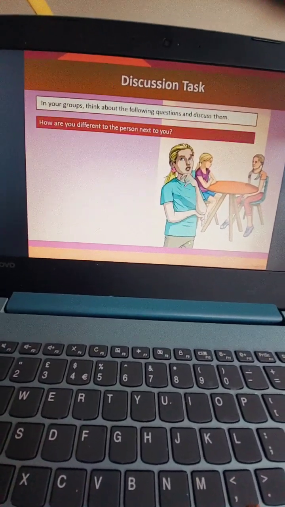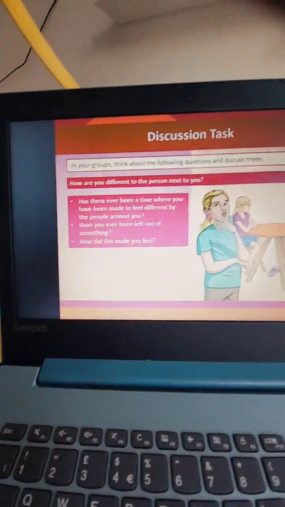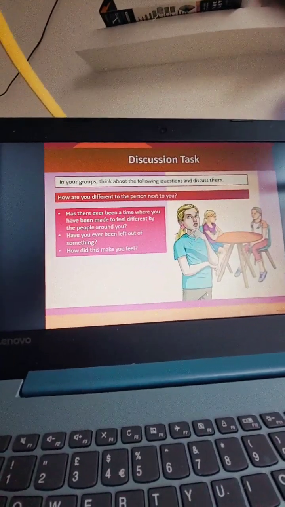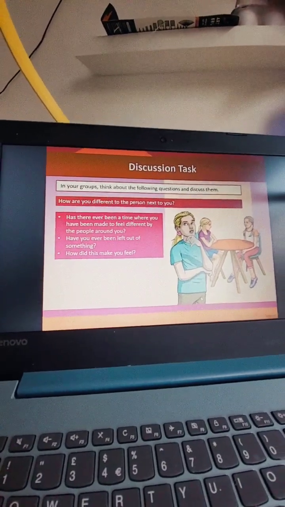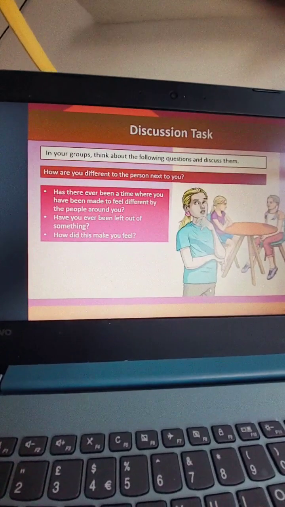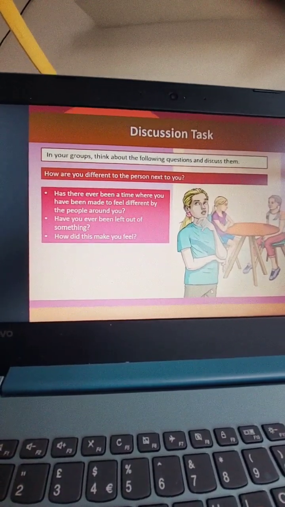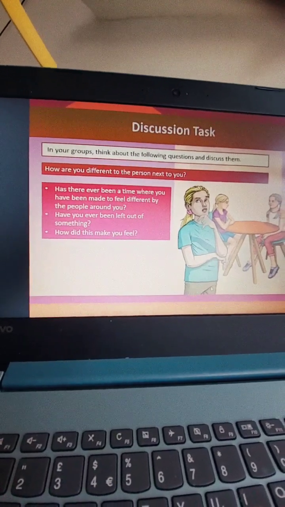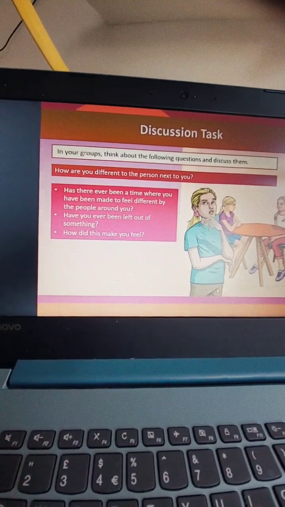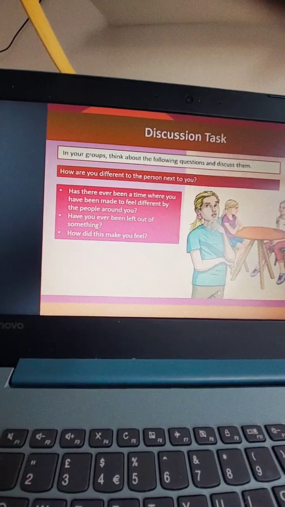In your group, think about the following questions and discuss them. Have you ever been different to a person next to you? Has there been a time when you have been made to feel different by the people around you? Yes. No. Yes. You feel a bit different from other people, isn't it? Yes. Have you ever been left out of something?